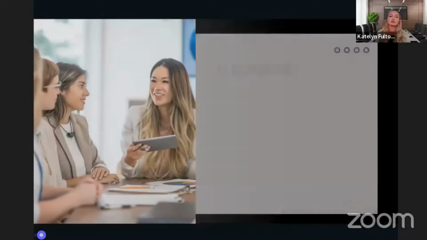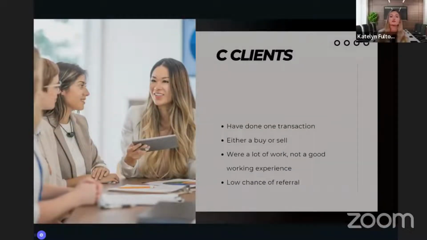And then you've got your C clients. So these are clients that have possibly done a transaction with you. It was either a buy or sell, but these clients were a lot of work. It was not a good working experience. They didn't listen to you. They just were not a good person.